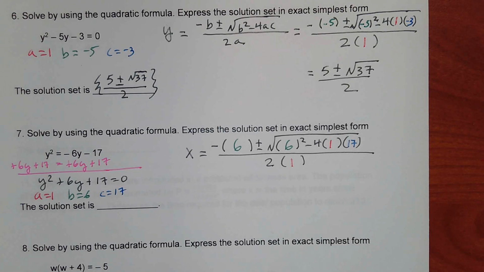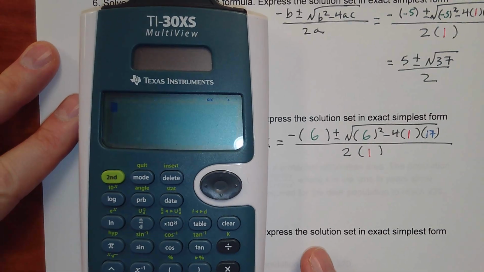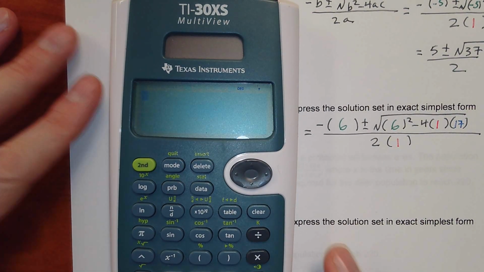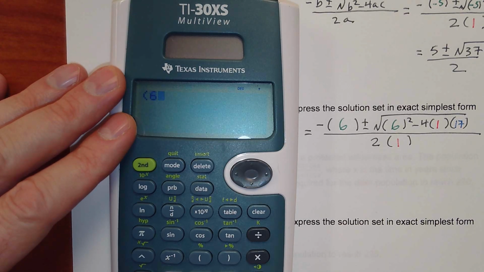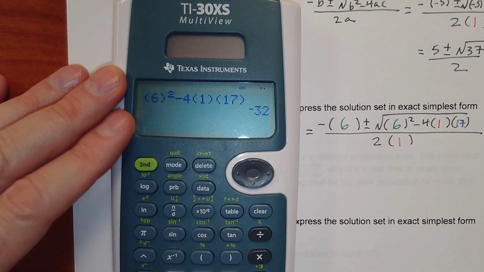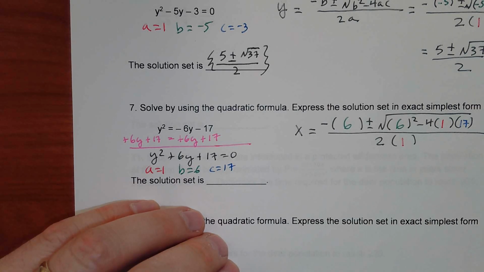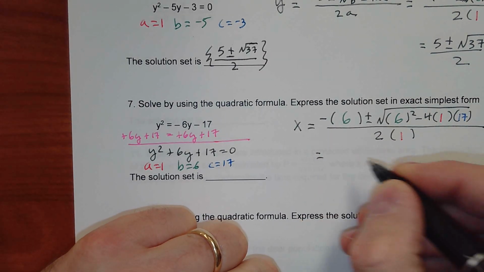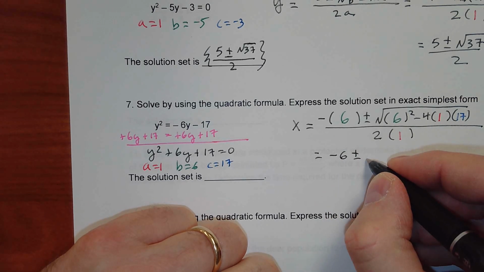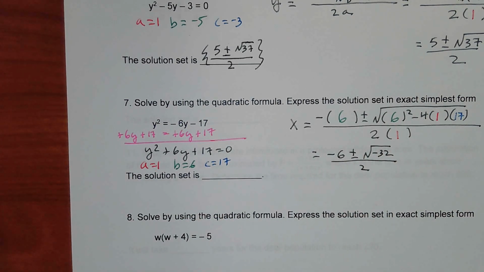So going here, and again, I want to put the stuff that's underneath the square root into my calculator. Let the calculator do the work on that. So that gives us a -32. So this is going to be -6 plus or minus the square root of -32 over 2. We have a negative underneath the square root, so we need to write that in terms of i.